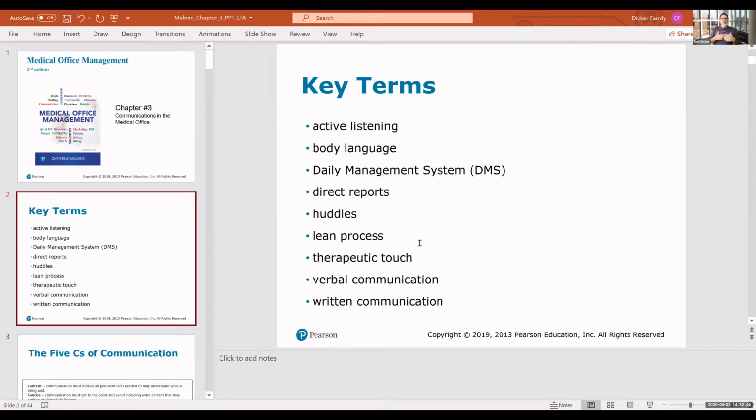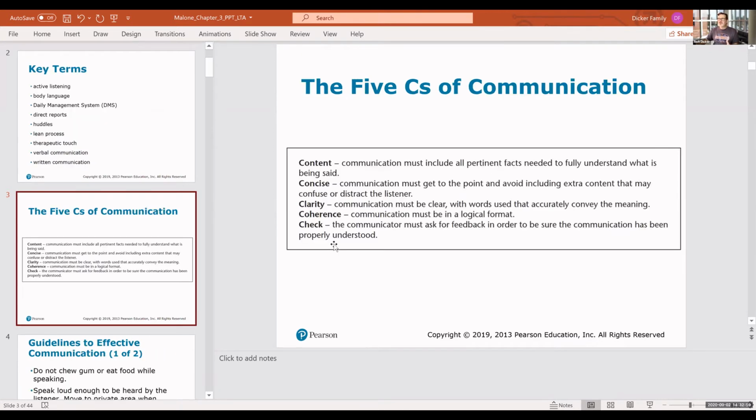Body language, of course, face-to-face, therapeutic touch, therapeutic approaches, therapeutic communication is very important, especially if you're doing any direct patient care. So let's take a look at the 5 C's of communication. The 5 C's of communication: content. The communication must include all of the pertinent facts, right? So what are we trying to convey? And what exactly is it?